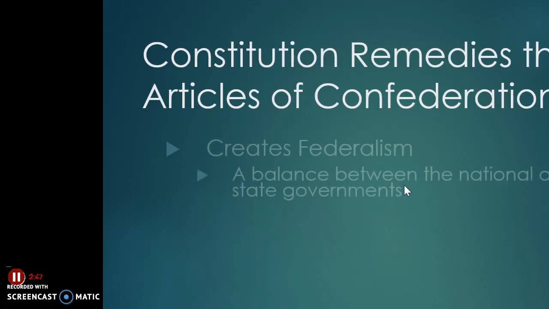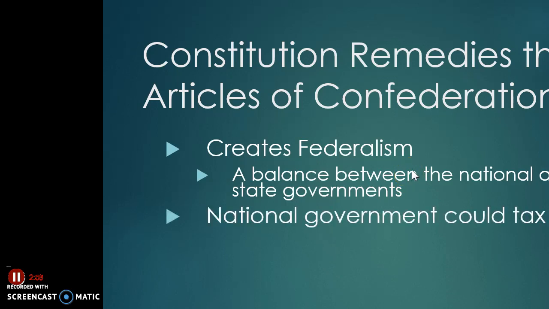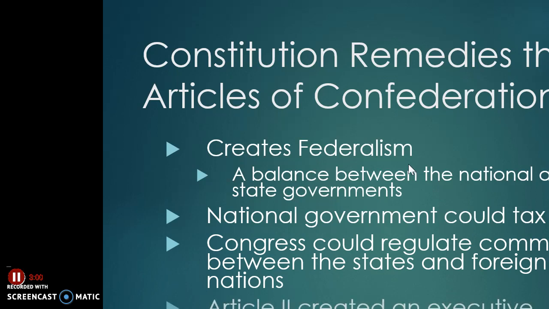So a couple of the remedies is going to be the idea of federalism. This is balance between federal authority and state power and the role of the state governments. The federal government now is going to be able to tax. Congress is going to be able to regulate commerce, that is trade between states and also between states and foreign nations. So that's interstate commerce.